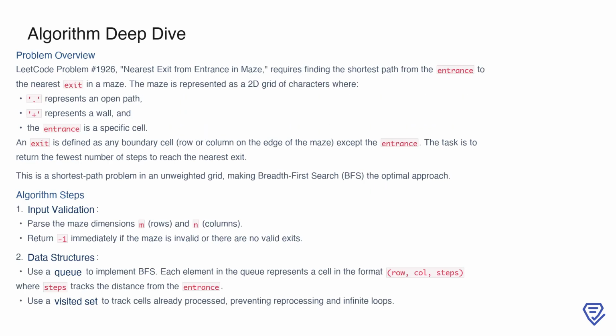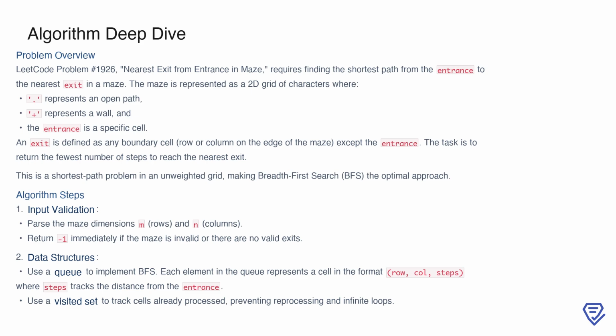In this problem, we are tasked with finding the shortest path from the entrance of a maze to the nearest exit. The maze is represented as a 2D grid, where each cell can either be an open path, represented by a dot, or a wall, represented by a plus sign. The entrance is marked as a specific cell within the grid, and exits are defined as any boundary cells that are not the entrance. The goal is to calculate the fewest number of steps required to reach the closest exit. Since this is a shortest path problem in an unweighted grid, breadth first search, or BFS, is the ideal algorithm to use.